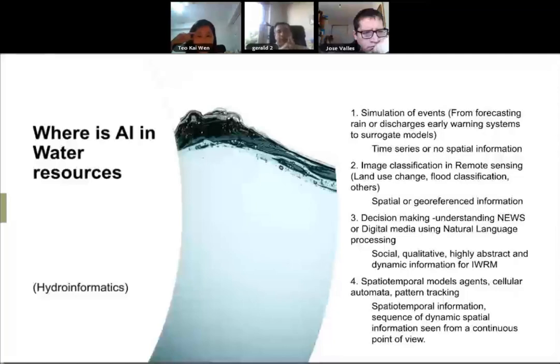Now, again, going deeper, where is this AI in water resources? You can find many applications nowadays that use machine learning for simulation of events, from forecasting rain or discharge for early warning systems, and even building surrogate models that replace operational systems, like real-time controlled situations where you want them to reproduce or represent something that you want to achieve certain performance. So this first paradigm in water resources contemplates only time series, and there is most of the time no spatial information. The second one is image classification in remote sensing.